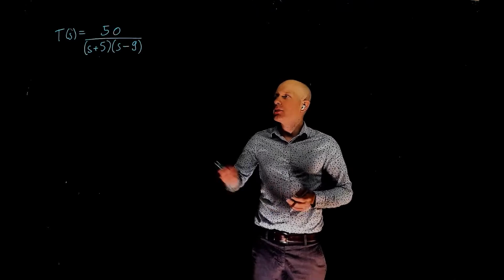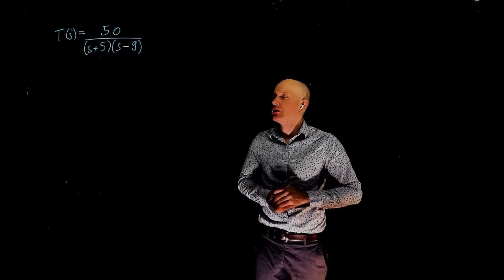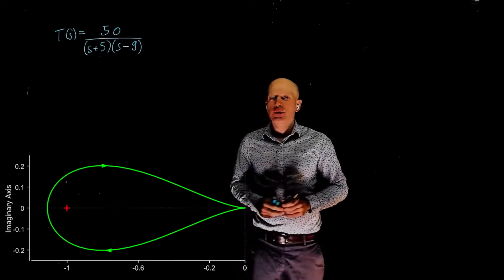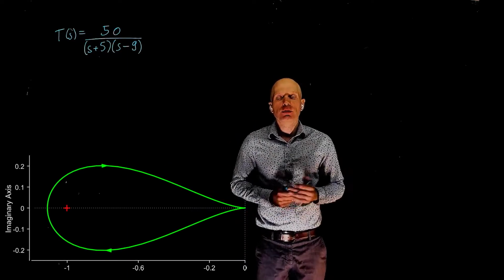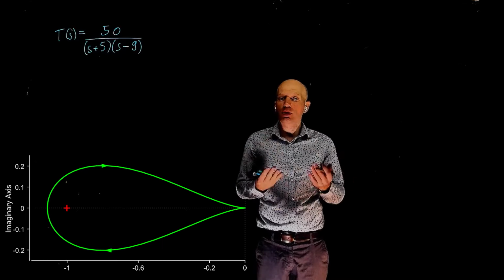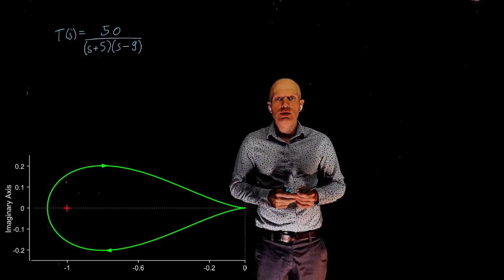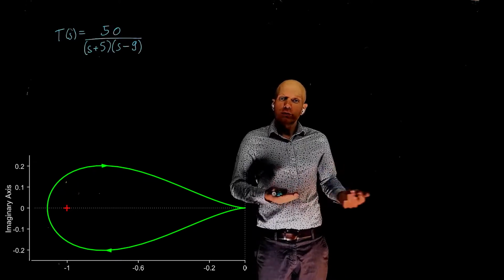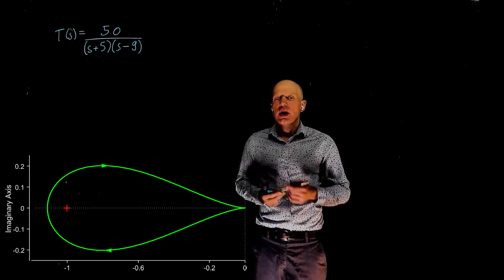In this next example, we have an open loop function T of S and the Nyquist plot obtained for that open loop function. The objective is to evaluate the stability of a closed loop system if T of S is used as the line function. Assuming, of course, that this feedback loop is a unit negative feedback loop.